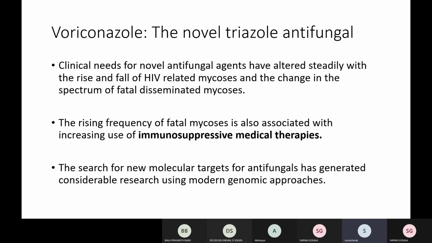The rising frequency of fatal mycosis is also associated with increasing use of immunosuppressive medical therapies, predominantly after the transplant era and after the allogeneic or autologous bone marrow transplantations and upcoming new immunosuppressive agents. The search for new molecular targets for antifungals has thus generated considerable research using modern genomic approaches.